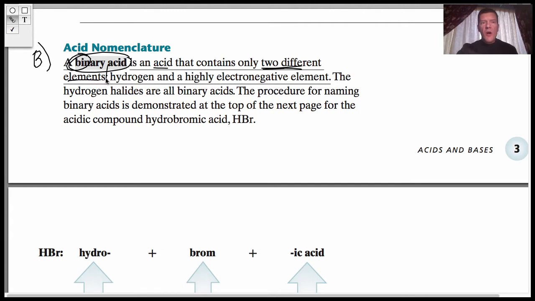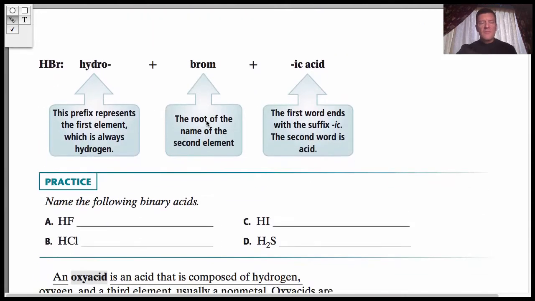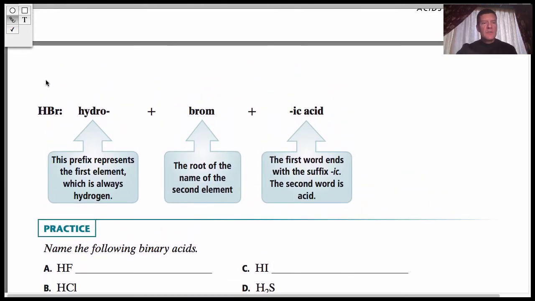One of them is always going to be hydrogen, and then the other one is probably a non-metal, and it's going to be highly electronegative. I'll show you what I mean. Here we have an example. Hydrogen, there's your hydrogen. You're always going to have hydrogen. And then a non-metal that is quite reactive. This is bromine in this case.